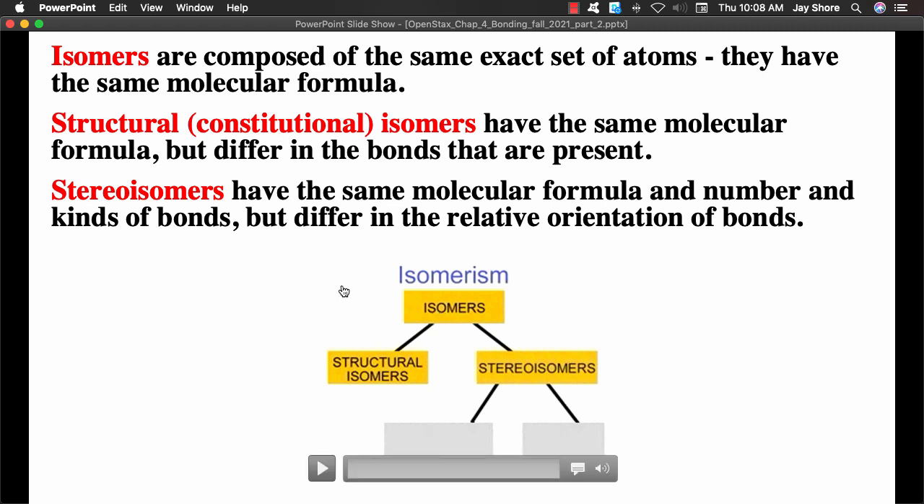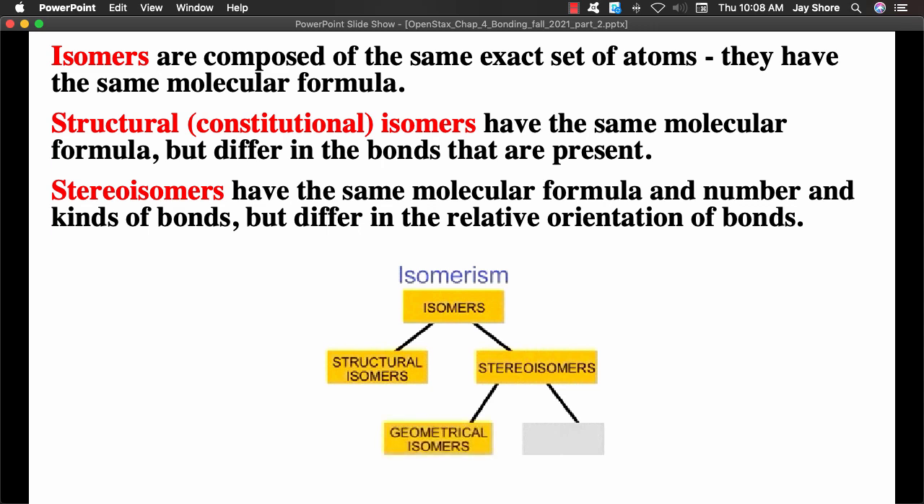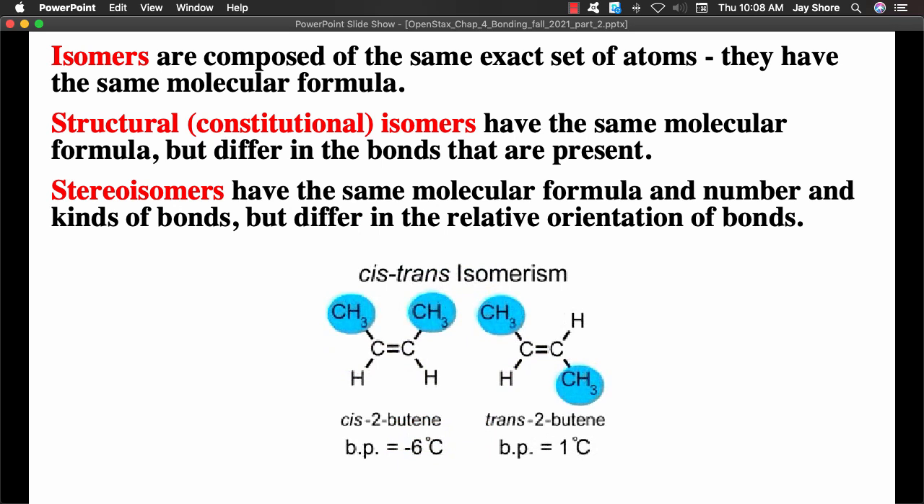And so we've talked about the structural or constitutional isomers and the stereoisomers. Isomers that have the same groups of atoms bonded to one another, but differ in the spatial arrangements of the atoms, are called stereoisomers. In geometrical isomers, the groups are arranged differently with respect to one another. A simple example is cis-trans isomerism about a double bond in alkenes.